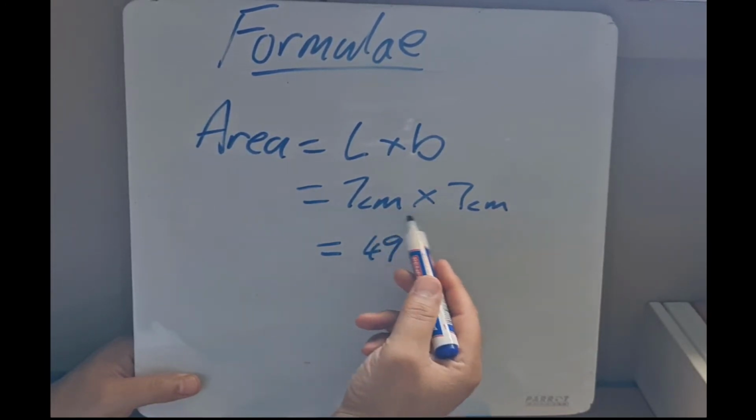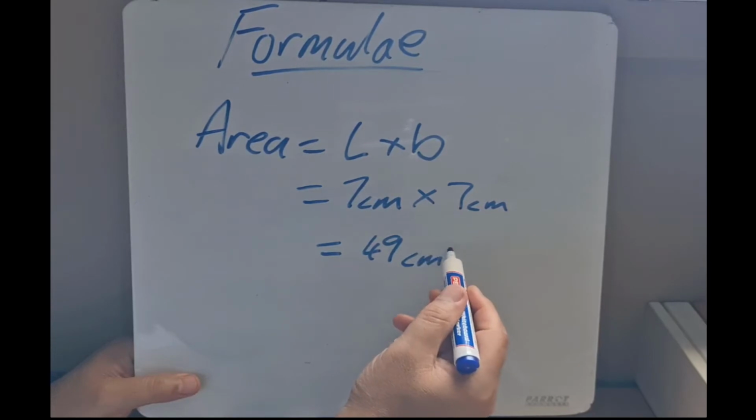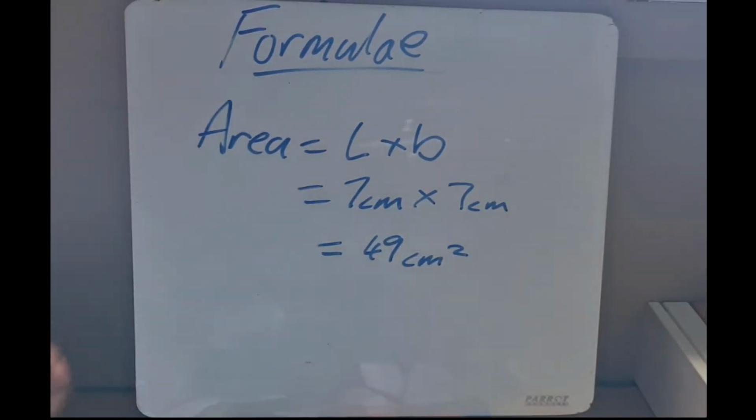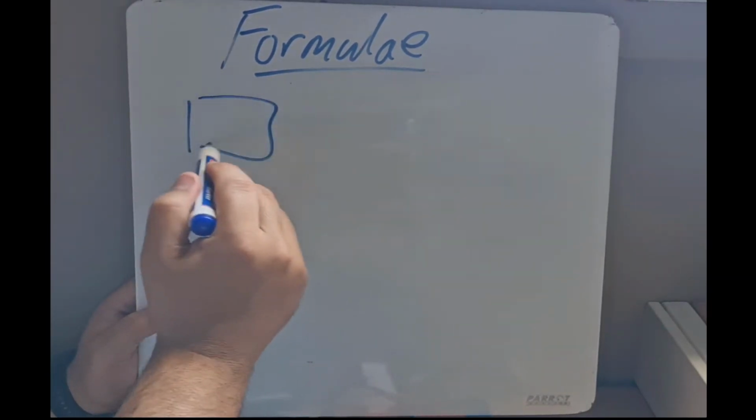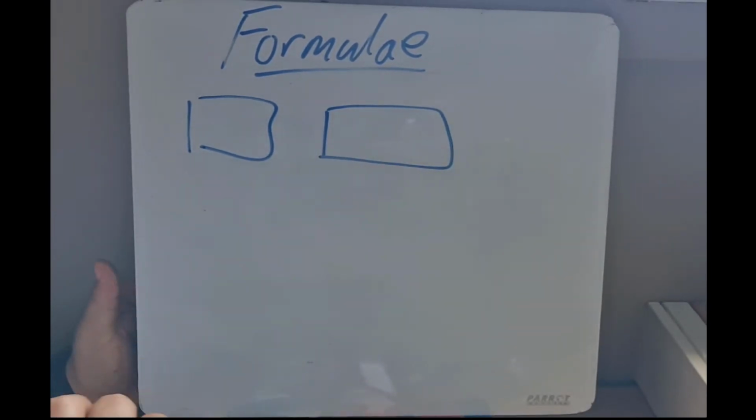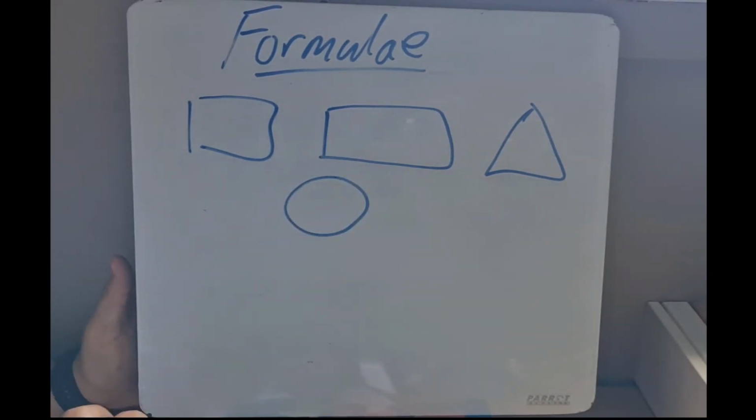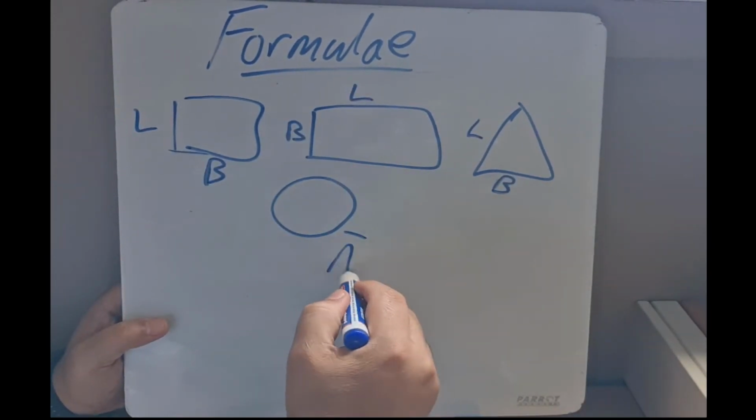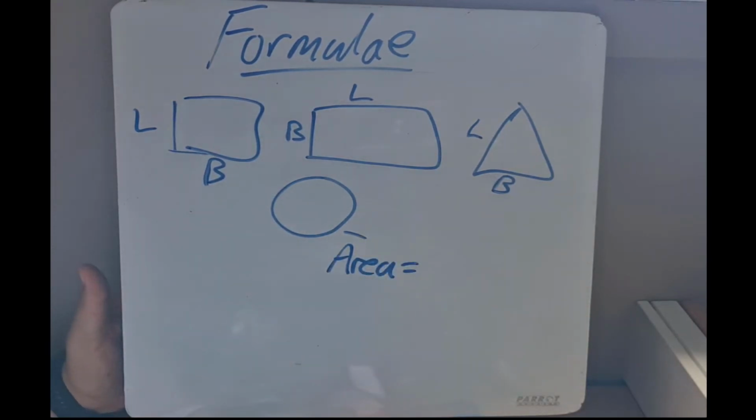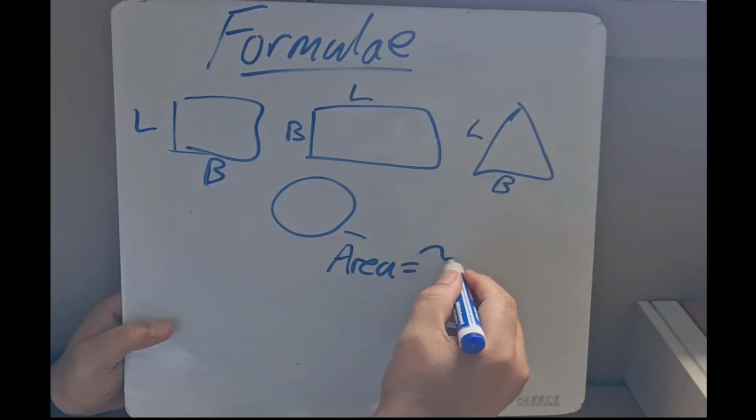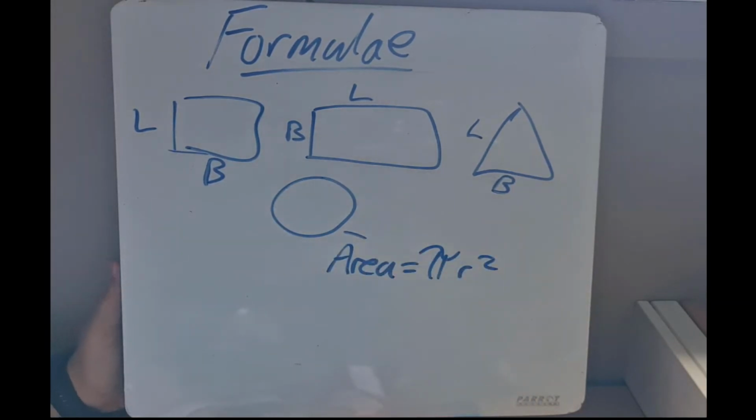And when we multiply to get area, we're going to end up with centimeters squared, because we're multiplying centimeters by centimeters, and that's going to give us an area of 49 square centimeters. When we deal with area, sometimes we'll be dealing with a square, sometimes we'll be dealing with a rectangle, sometimes we'll be dealing with a triangle, and we can even be dealing with a circle. When it comes to a circle, the area is no longer length times breadth, but it is pi r squared. Okay, that is the area of a circle.